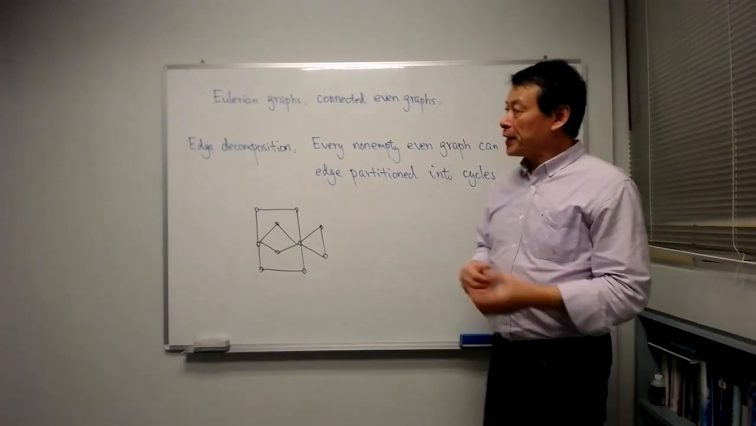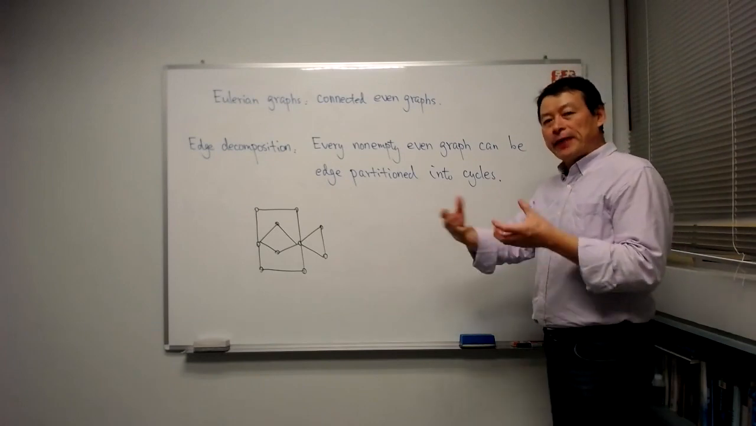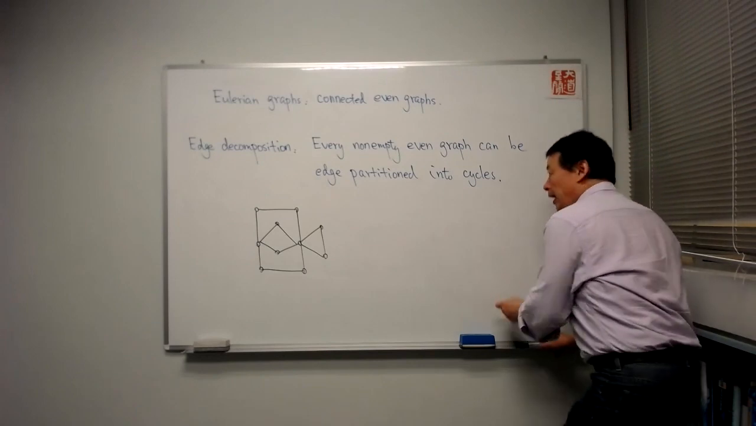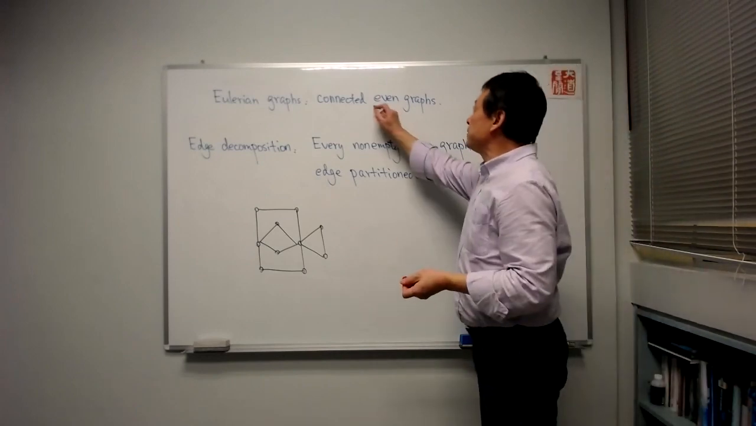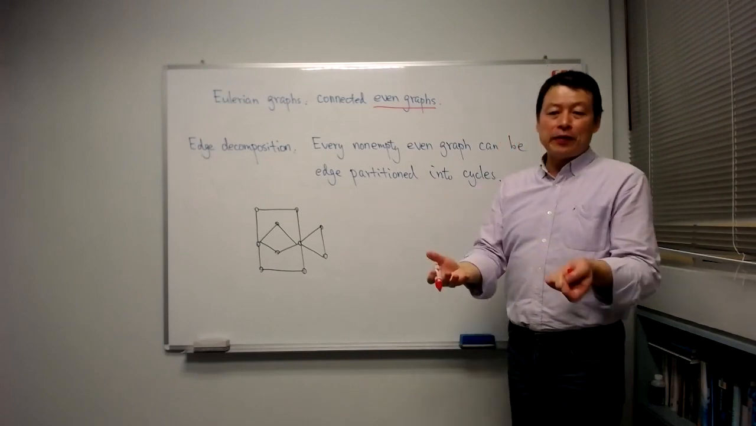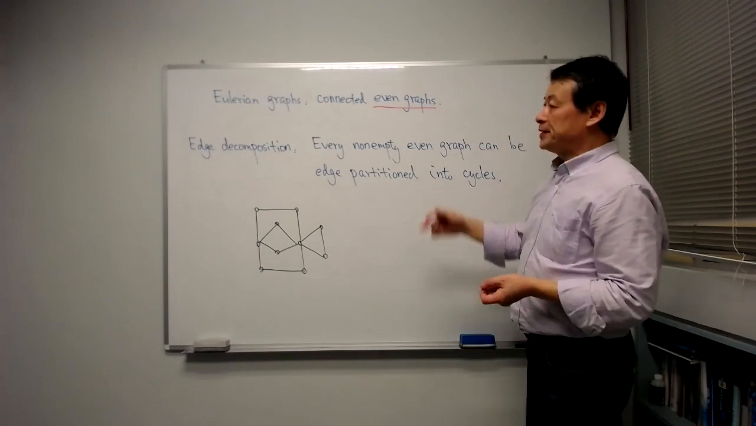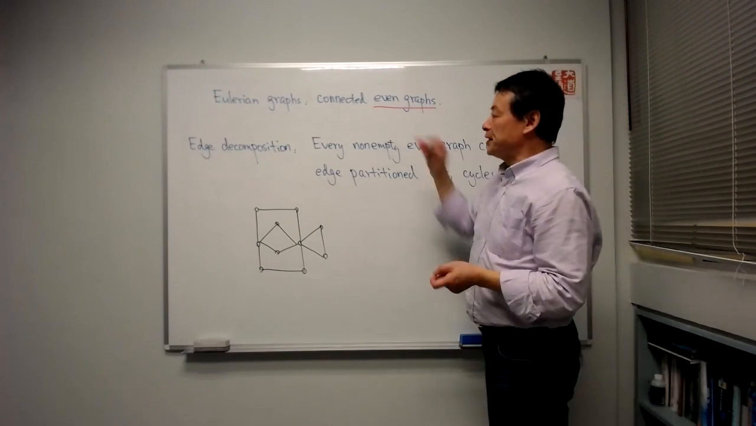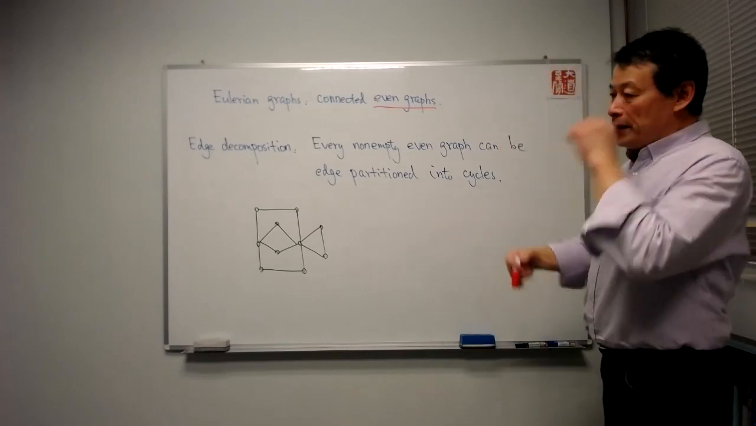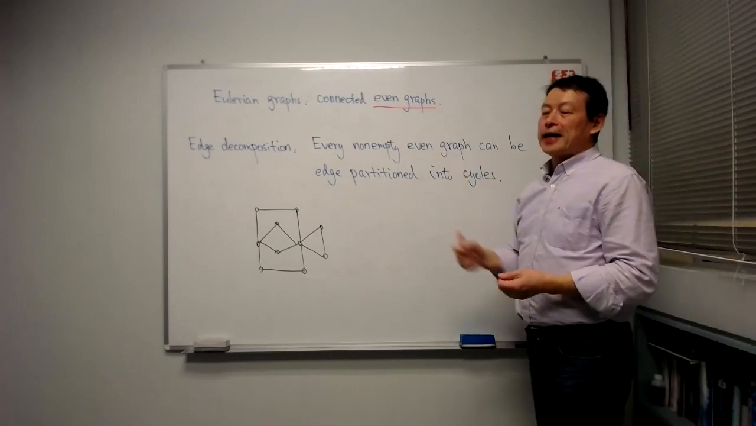Okay, now we're going to have a brief discussion on edge and vertex partition or decomposition in connection with this graph, the even graph. Because an Eulerian graph is basically an even graph, but put together, so it's connected. Now we will see what we can say when the graph is even. It turns out that whenever a graph is even, the building blocks of even graphs are cycles.